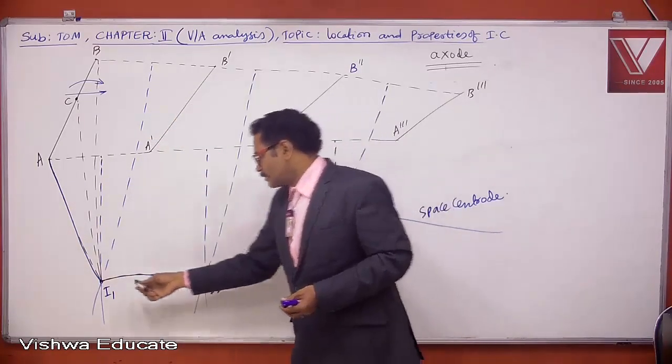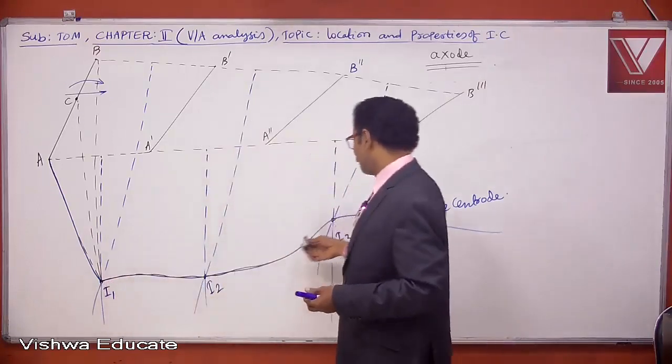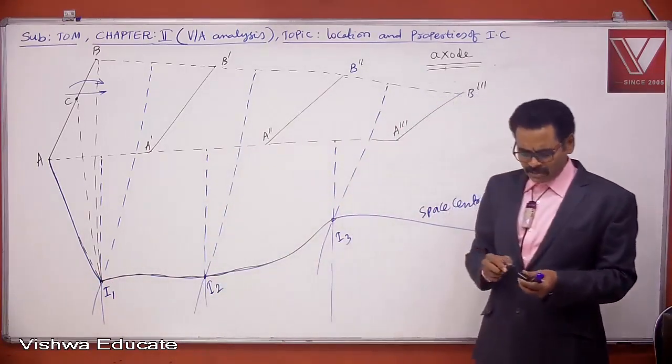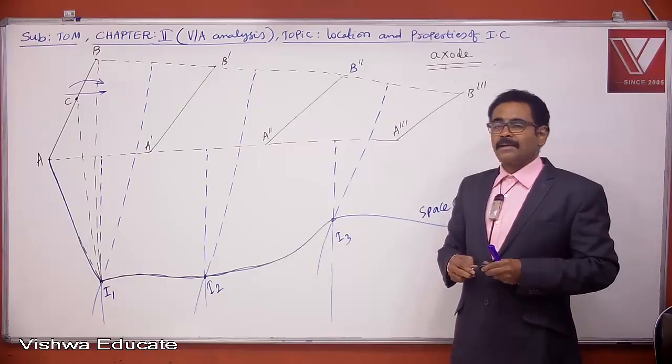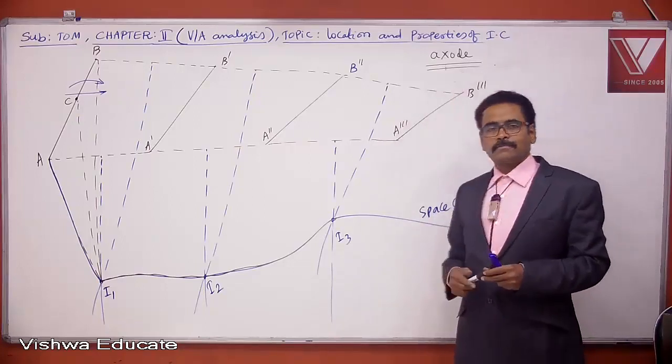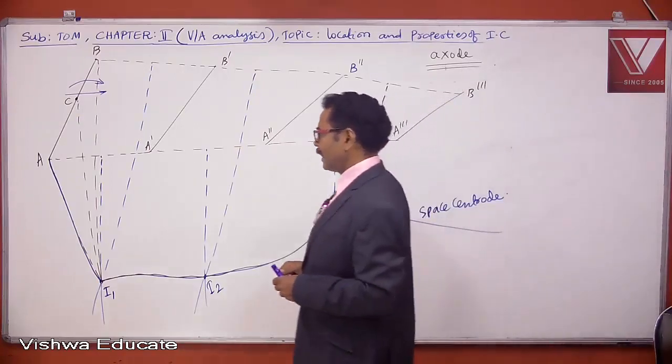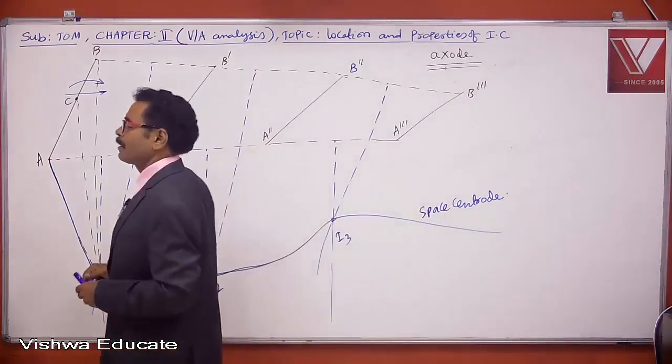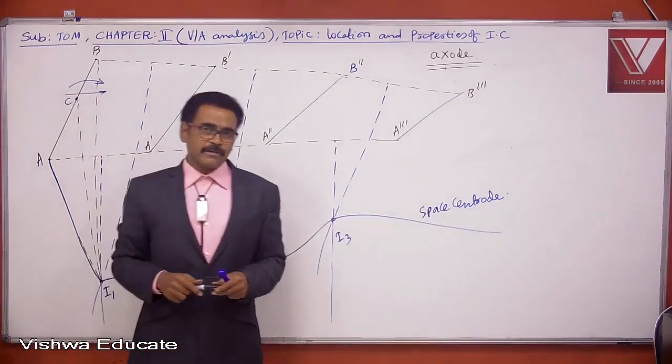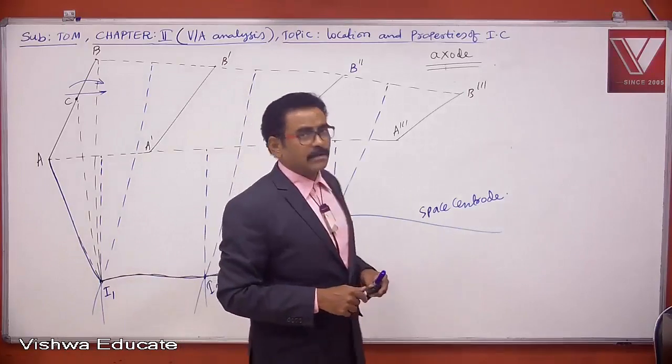Right? As this line is moves along this space centroid, this line will trace some area. That area is called axode. So this is regarding the instantaneous center of a single kinematic link.